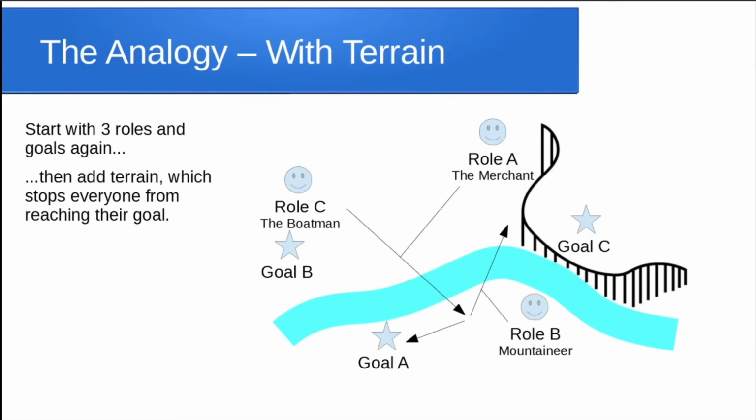And then the merchant can go on to their goal, but the boatman talks to the mountaineer. "I will take you back if you'll help me up the cliff. I've got the climbing equipment." So they go back across. The mountaineer helps the merchant up the cliff and then continues to their goal. Suddenly, we've got a bit of a game. We've got some interaction between the players, and they have to think a little bit about what's going on just by adding a little bit of terrain to our blank map.